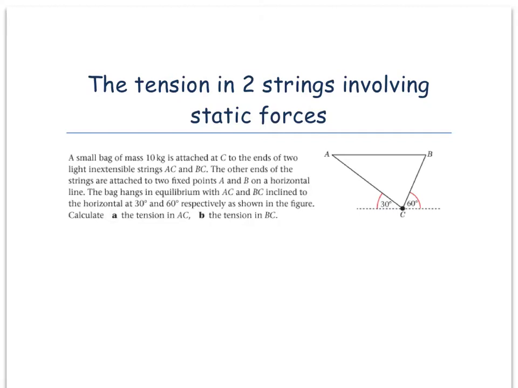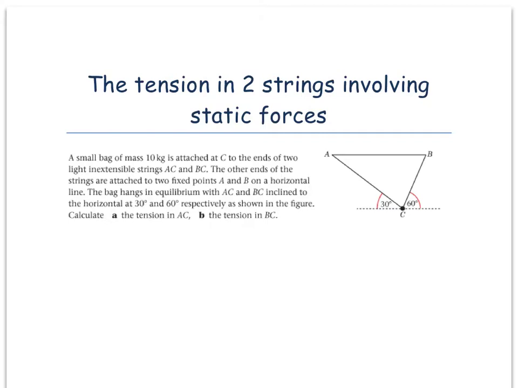So far we're told that our particle C has mass 10 kilograms and it's attached to a string AC and BC. The other ends of the strings are attached to two fixed points A and B on a horizontal line. The bag hangs in equilibrium with AC and BC inclined to the horizontal at 30 degrees and 60 degrees respectively, as shown in the diagram. Calculate the tension AC and BC.